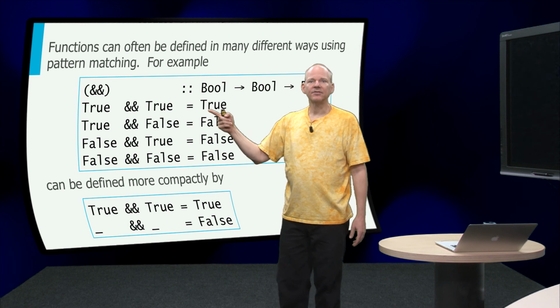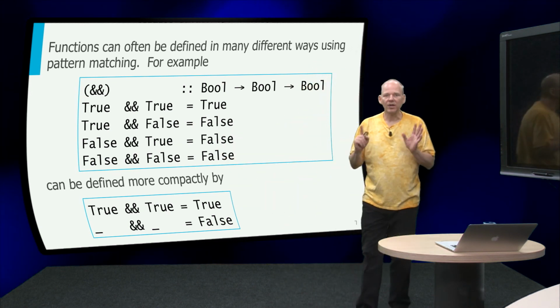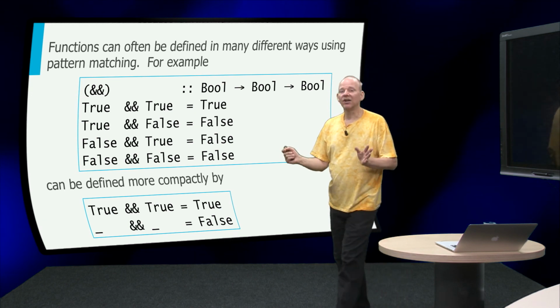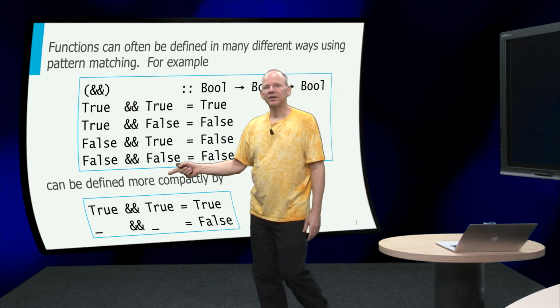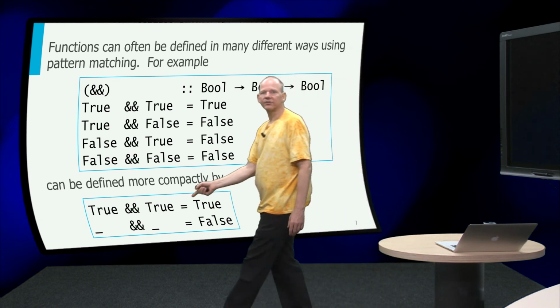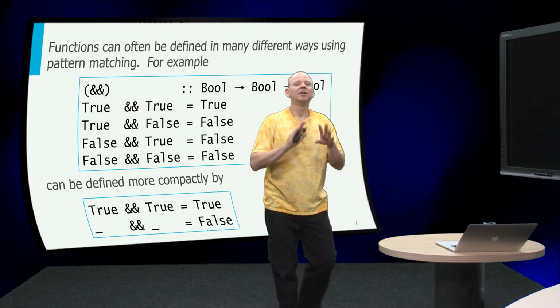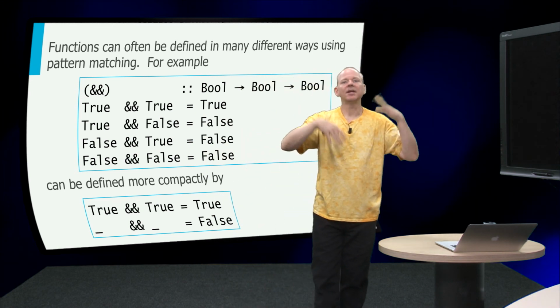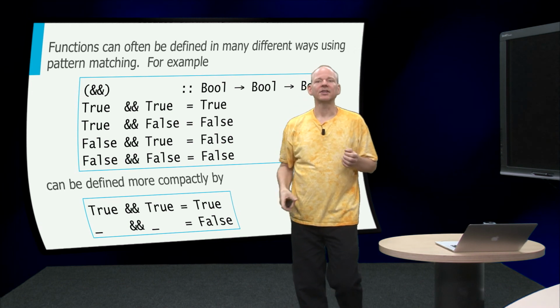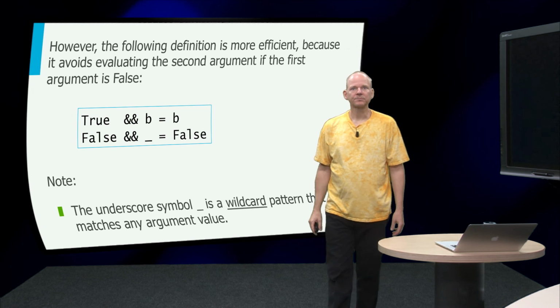So you can take these four cases here and collapse them down to these two. True and true equals true. And otherwise, whatever and whatever equals false. And this underscore here is used very, very often in Haskell. And it means this is a variable that I don't care about. It's just used as a placeholder when doing pattern matching. Okay?